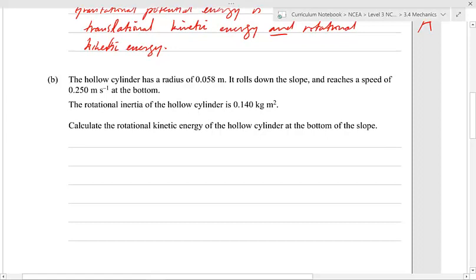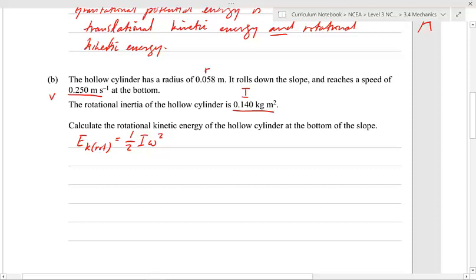The hollow cylinder has a radius of 0.058 meters. It rolls down the slope and reaches a speed of 0.250 meters per second, so that's v. The rotational inertia of the hollow cylinder is 0.140 kilogram meters squared, that's I. Calculate the rotational kinetic energy of the hollow cylinder at the bottom of the slope. The rotational kinetic energy, and you're given this equation, is given by a half I omega squared. Now we know I, we're given that. We're not given omega, but we are given v.